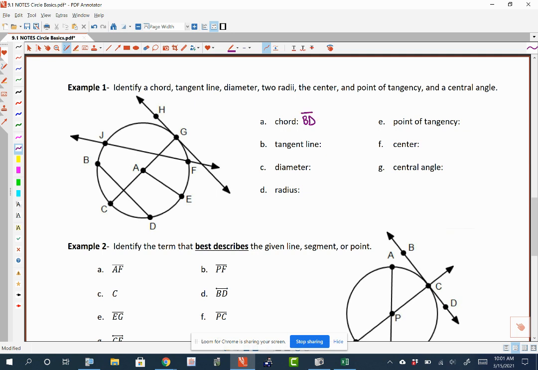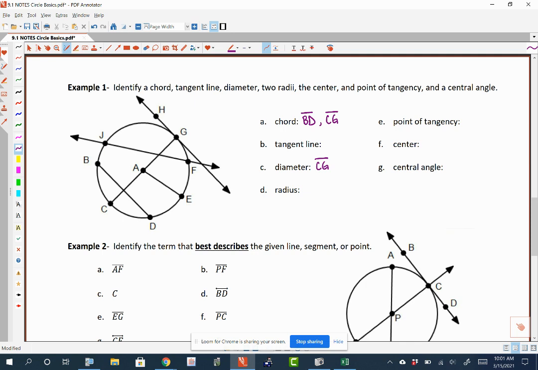So segment BD is touching our circle in 2 points and it's on the inside of our circle. I also notice that there's a diameter here, which is CG, and a diameter is also a chord. And I'm going to go ahead and put that down on problem C because that's asking me for the diameter.